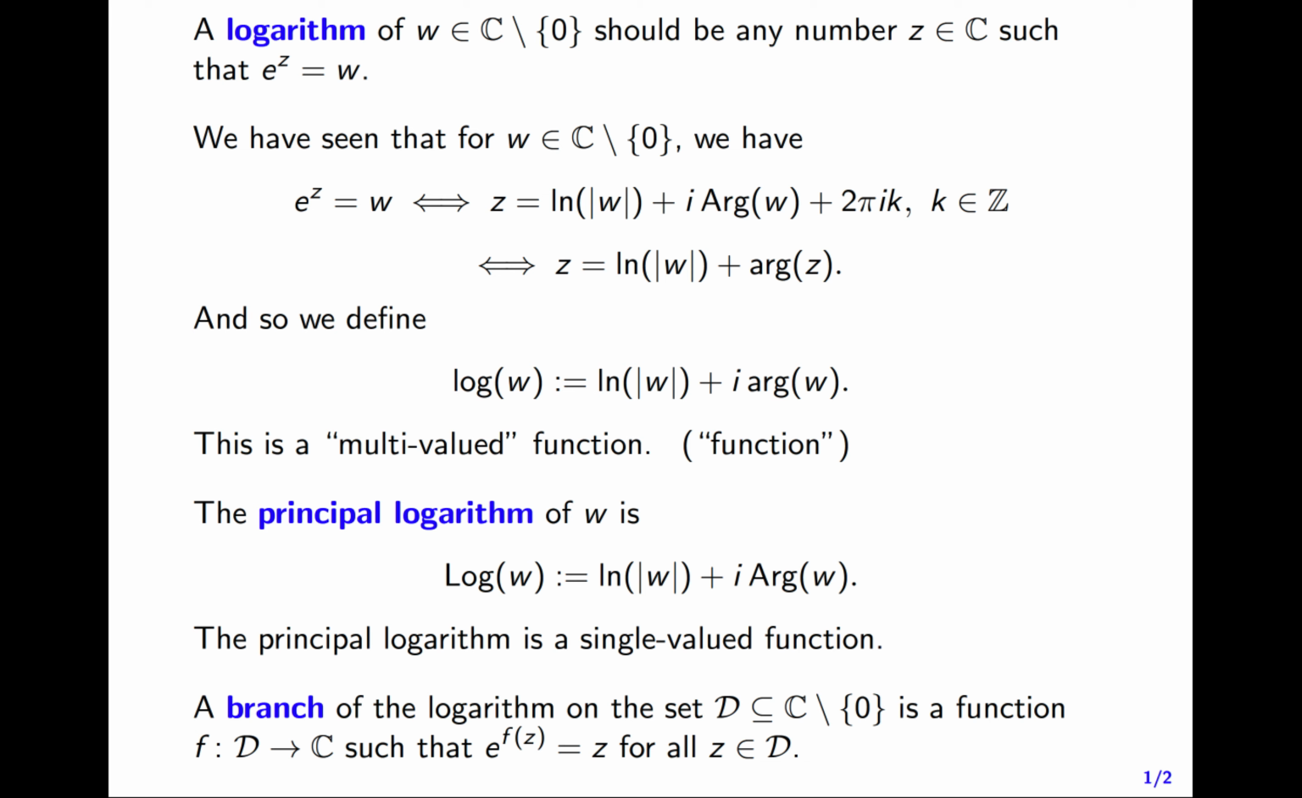And we can always get a branch of the logarithm by working with the principal logarithm, but we could get other branches of the logarithm just by specifying the argument to take values in some particular interval, rather than letting the log be defined by all of the argument values.